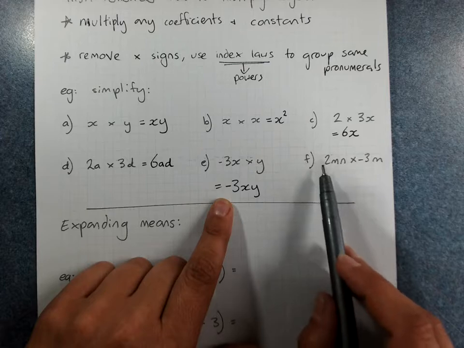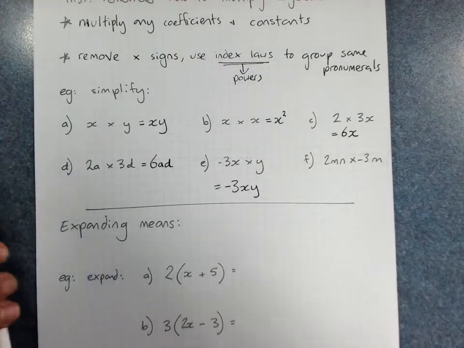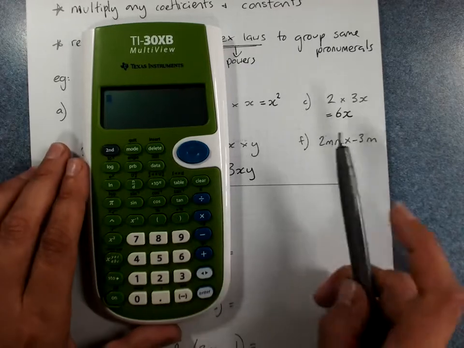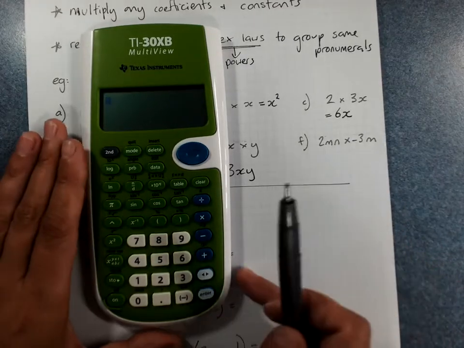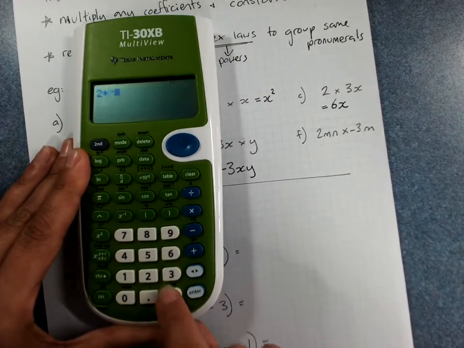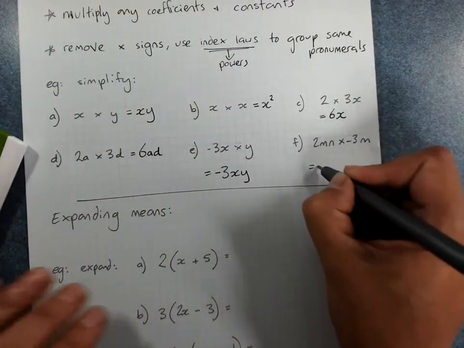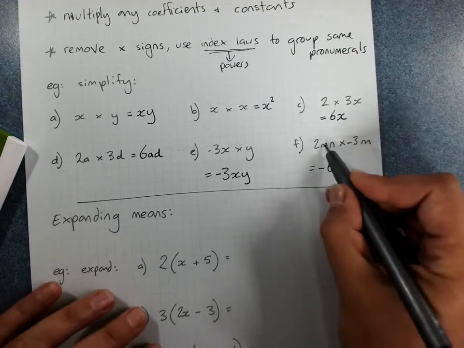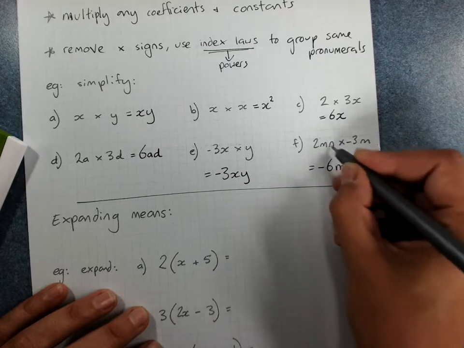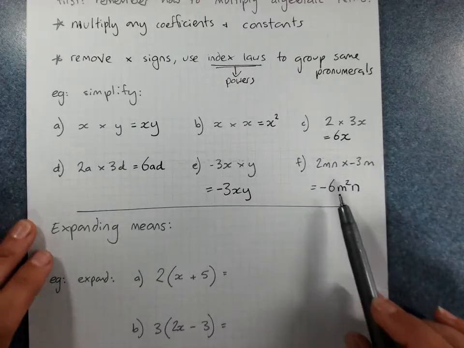And the last one, 2mn times negative 3m. Now, if you're ever feeling unhappy about multiplying with negatives, just get your calculator out. You can't do the letters, but I know I need to start with 2 times negative 3. 2 times, use the negative button, negative 3, negative 6. It's a really good idea to just stop and check your maths. Now, m times m gives me m squared, and there's one n, so I leave it in like that. So it's just carefully following the steps.